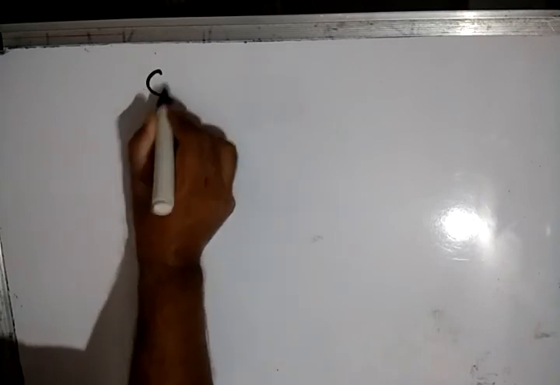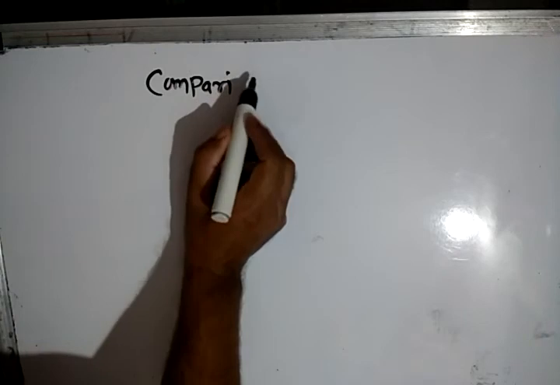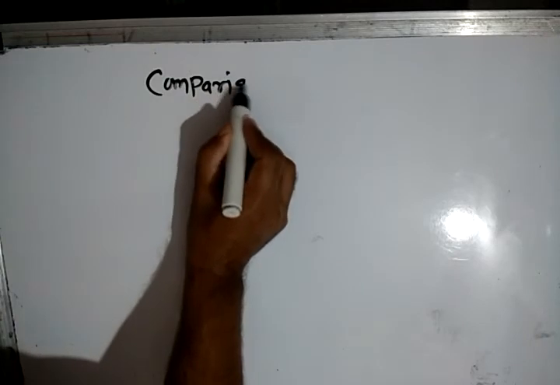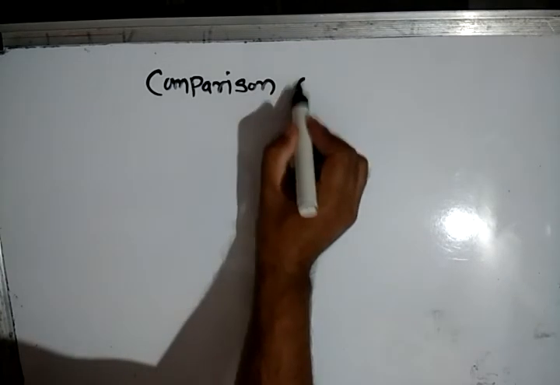Next point is comparison of rational numbers.